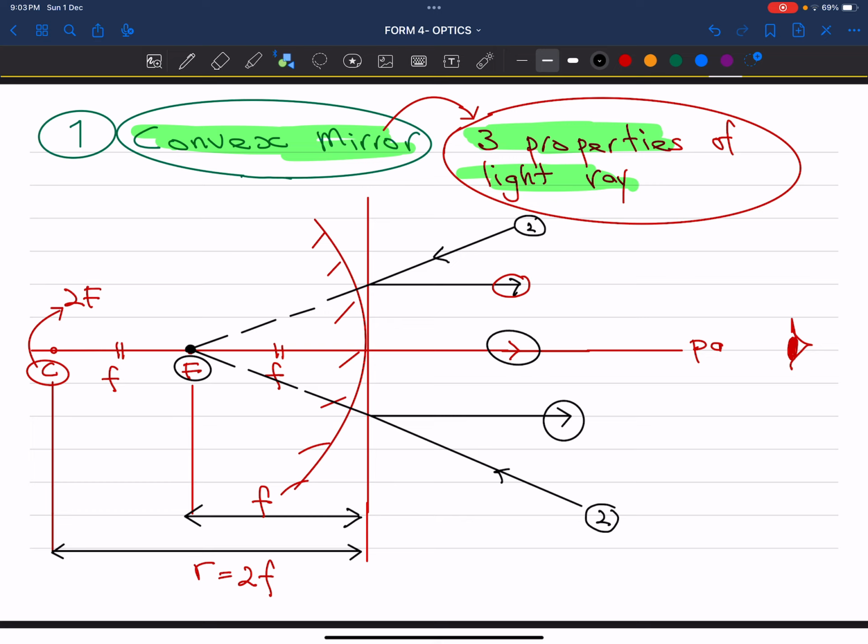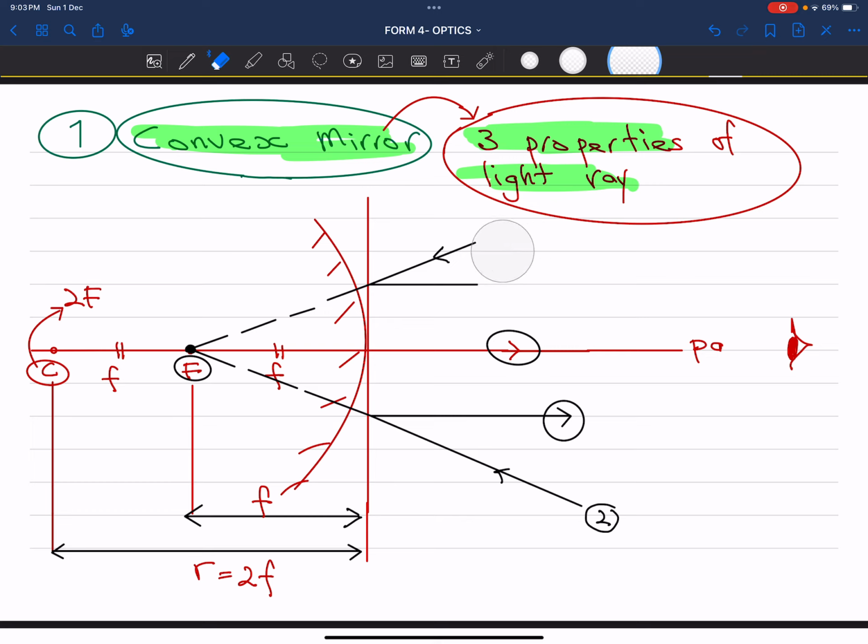So the second property is the opposite of the first property. First property, parallel, it will diverge as though from F. Parallel, diverge or reflect, same thing. Reflect as though from F. The second property, if the light ray is as though approaching F, after reflecting, it will become parallel. Okay, this was our second property.